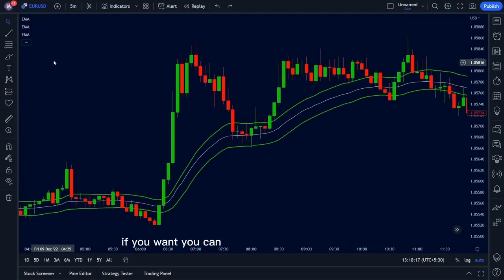If you want, you can use this indicator alone as well. You have already seen this amazing result. So for this we will add another new indicator.